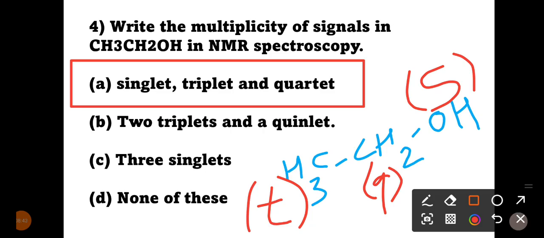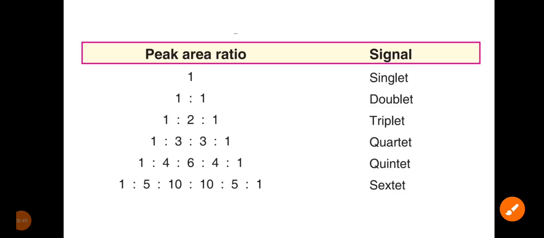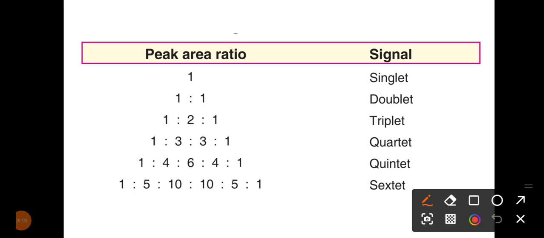Okay. In the next question, here are the different multiplicities: singlet, doublet, triplet, quartet. So accordingly, what is the peak area ratio? That is also very important. Many times in exams they have asked what is the peak area ratio for a doublet, what is the peak area ratio for a quartet. So you have to remember this, guys, right?